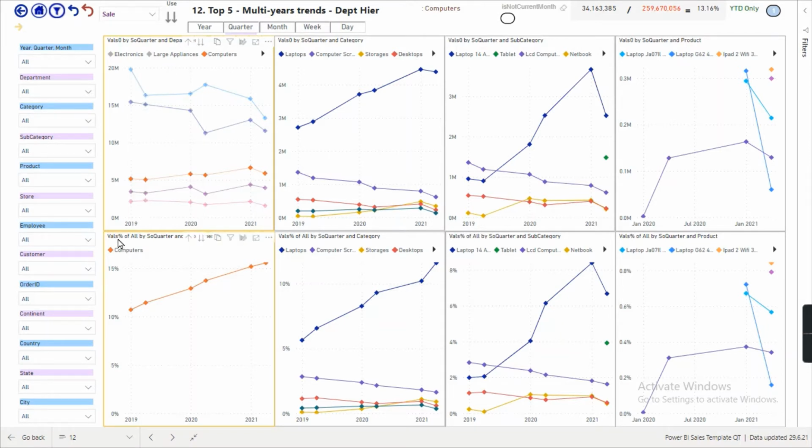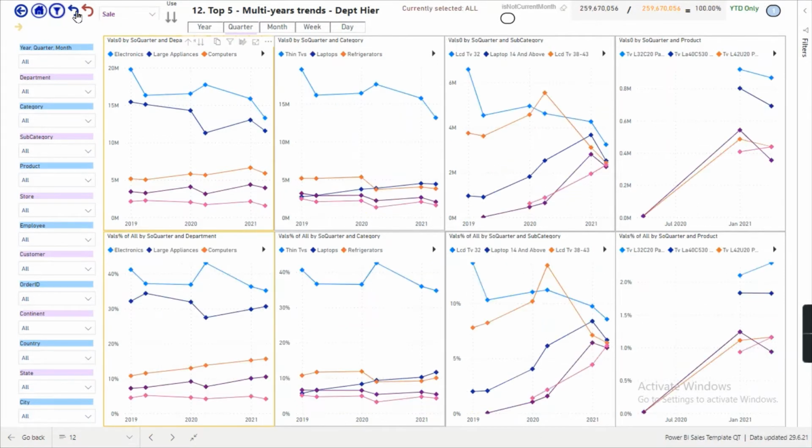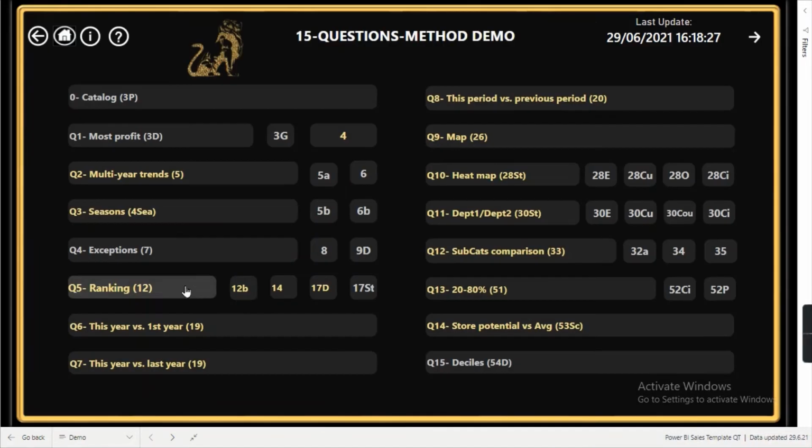Under each graph, we have the same graph with not sales, but with percent of sales. So it looks nearly the same with very little differences. Okay, let's go back to how it looks at the start. Reset all filters in this page and go back. Another page that is answering question 5. What is the ranking of the top 5 over time? This page is 12b.